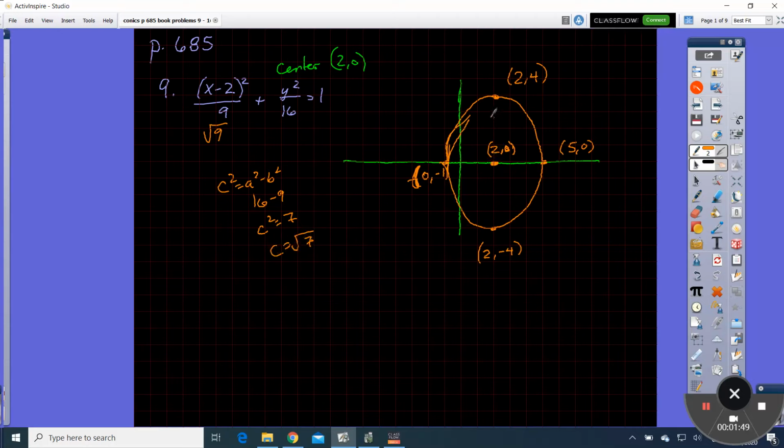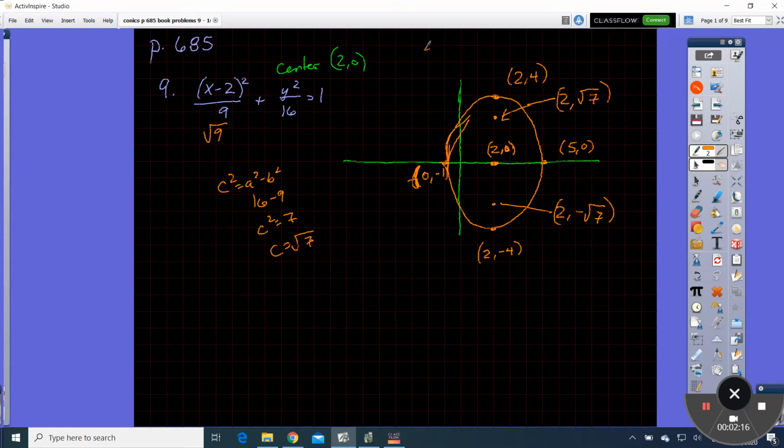A little bit smaller than 9. I mean, yeah, so smaller than 9, which is 3. So I'm going to go somewhere in here. So this point is going to be 2, and then negative square root of 7 because I went 0 minus that. And this point is going to be 2, and I add the square root of 7 to that y value, so that's a plus. And so that's everything that you're supposed to find on that.